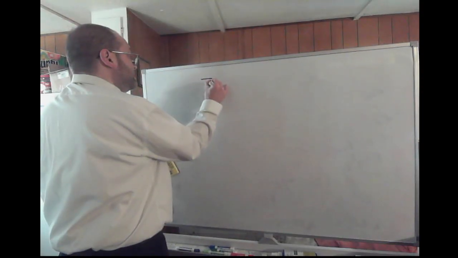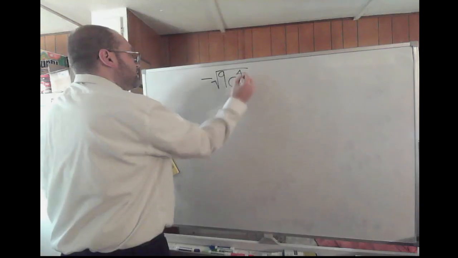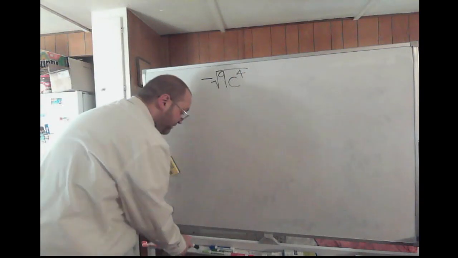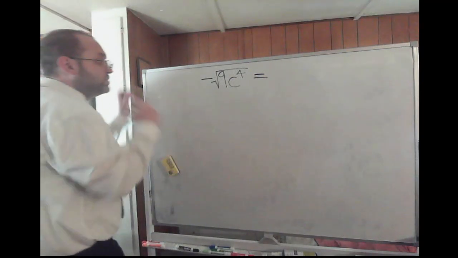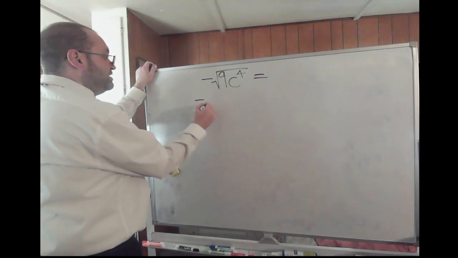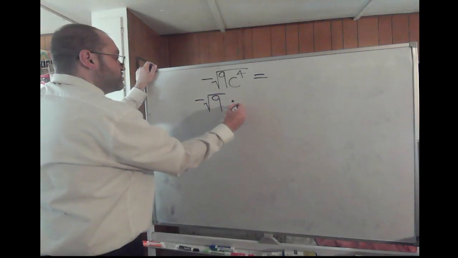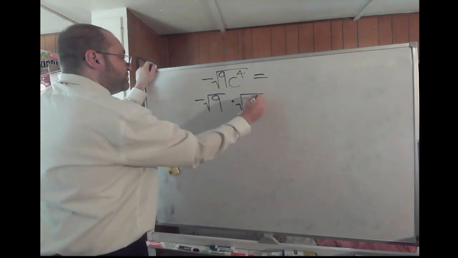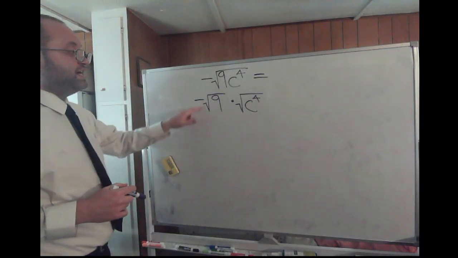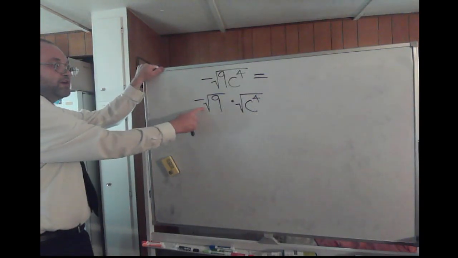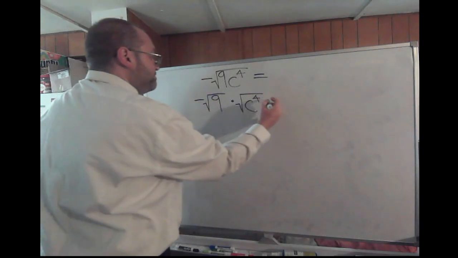Now let's do this. Negative of the square root of 9c to the fourth. So we have the negative of the square root of 9c to the fourth. Well, we can separate this into negative of the square root of 9 times the square root of c to the fourth, because your answer is ultimately going to be negative because you have a negative sign outside of the square root. So only one of the square root factors needs the negative sign in order to keep this whole thing negative.